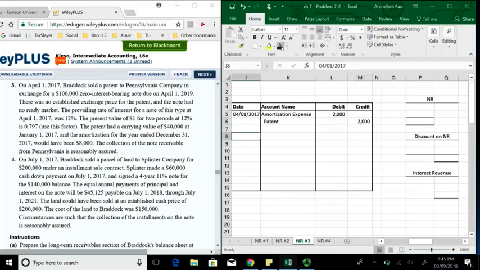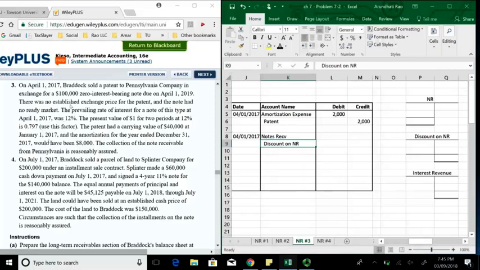Now on the same date, I have sold the patent. I sold the patent and I got a note receivable in exchange. This note receivable has a 0 interest, but the implicit interest rate is 12%. So we will calculate the discount on notes receivable.